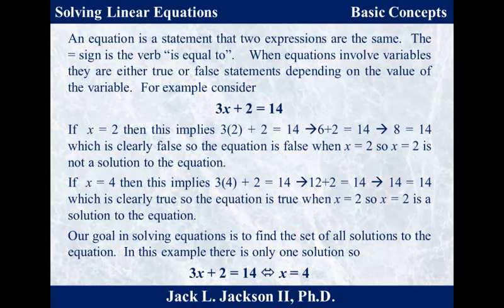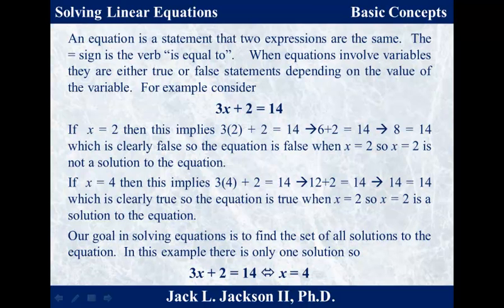So if x = 4, for example, we plug that in and try it out. 3 times 4 plus 2, order of operations says multiply first, then add. And so 3 times 4 is 12, plus 2 is 14. 14 = 14. That's clearly a true statement. So the equation is true when x = 4, that should say. So x = 4 is a solution to the equation. I'll fix this to be 4 on the handout.